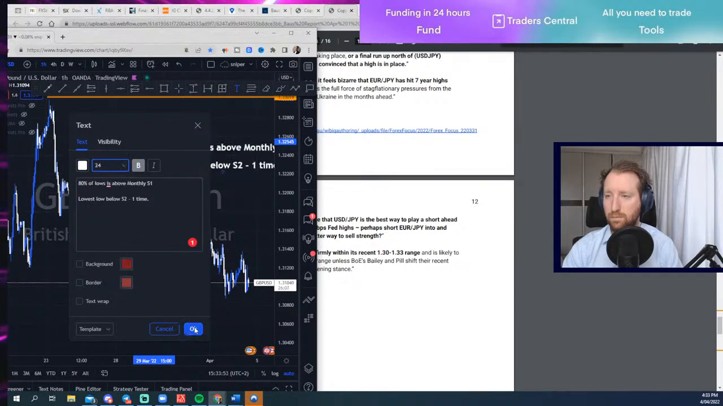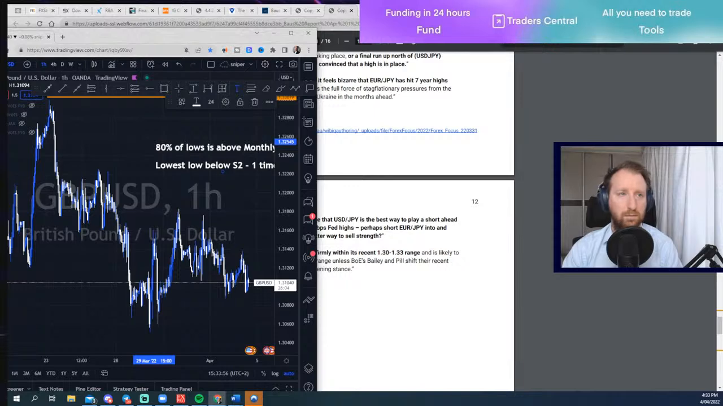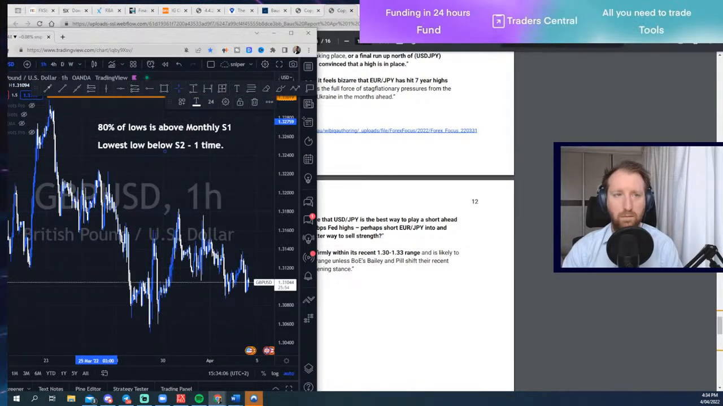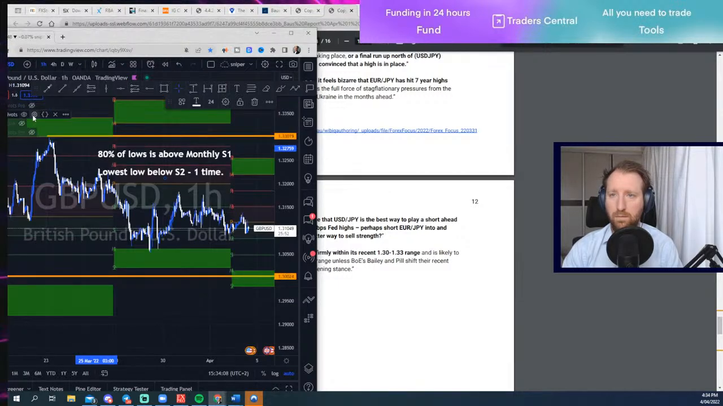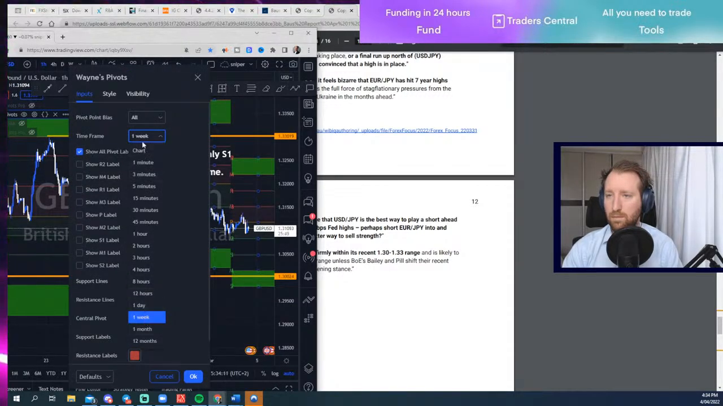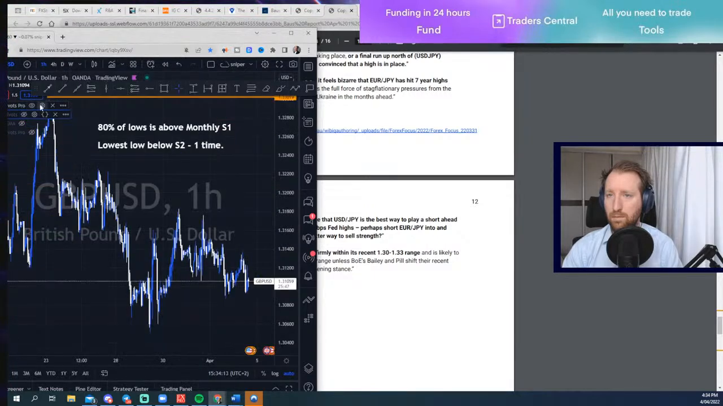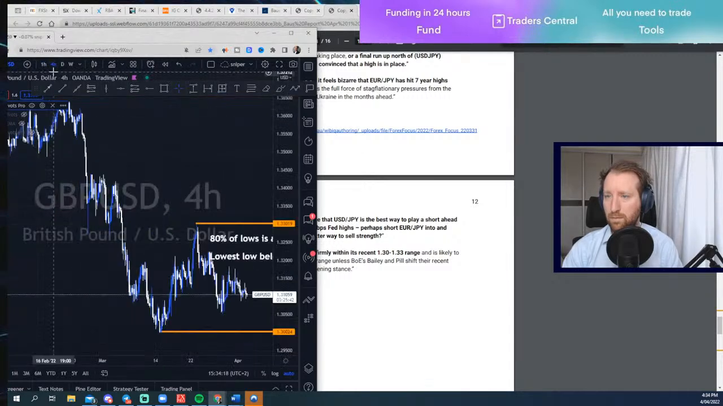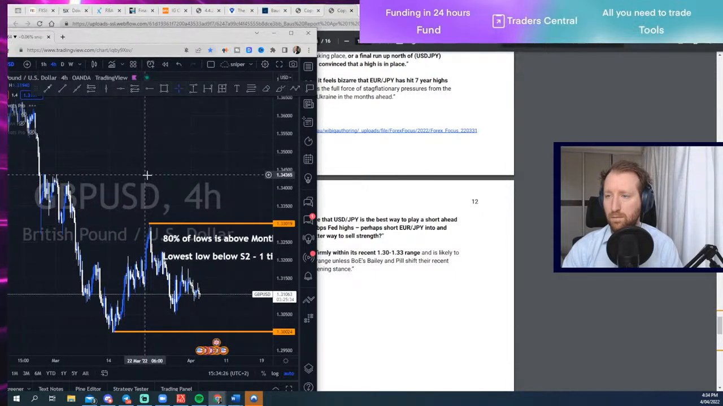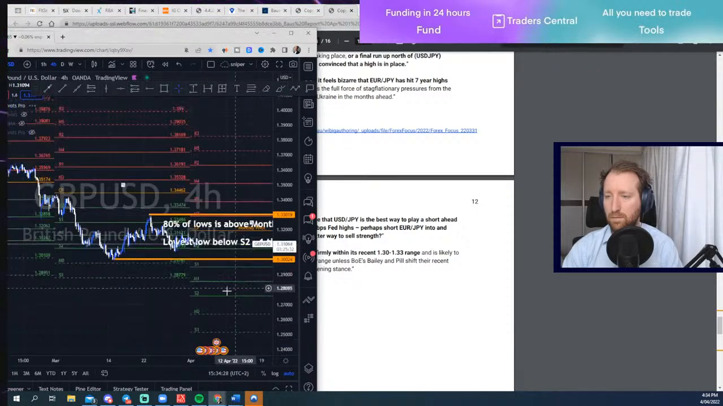So the identification of the range between 130 and 133 is absolutely appropriate, because if you look at the price of the S1 monthly pivot, it's at 1.2950, and historically the probability that we have our high for the month come in above the central pivot, which is at 1.319. How many pips is that? It's like 90 pips away from here.